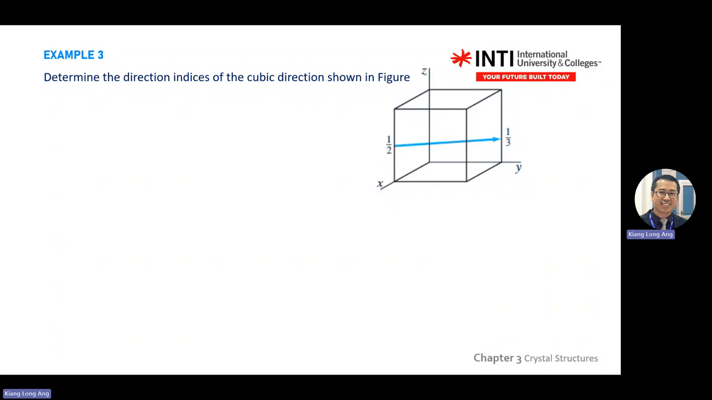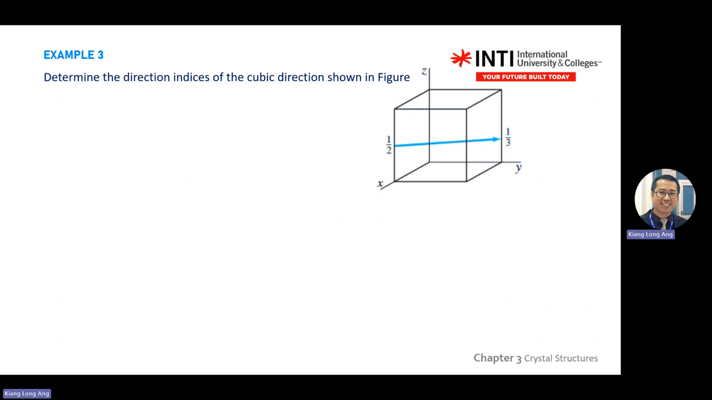Determine the direction indexes for the cube direction shown in the figure. So what is the direction for this question? First one is the symbol. Important is the symbol for the bracket. It asks you direction, right? So what is the symbol? Square.